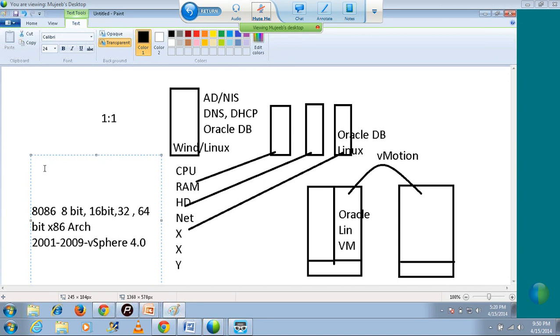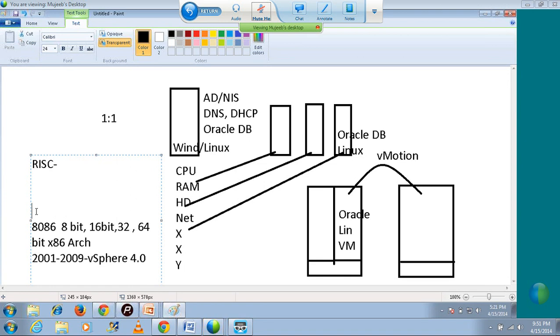Sun Solaris also has specific hardware called SPARC machines or SPARC servers, and it gets installed only on those servers. Those operating systems run on different architecture CPUs, called RISC CPUs. I don't know how many people know about this, but those CPUs have a different architecture and design. Whether it is IBM's AIX, HP Unix, or Sun Solaris, they have RISC CPUs, reduced instruction set computing, and our x86 CPUs are called CISC CPUs, complex instruction set computing.